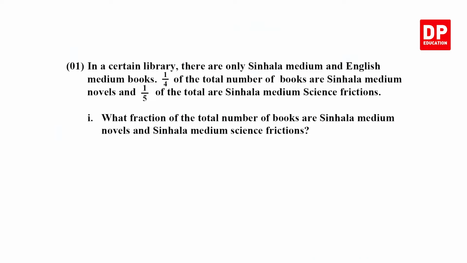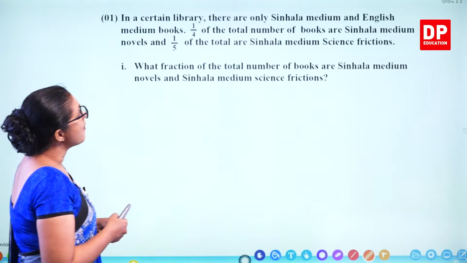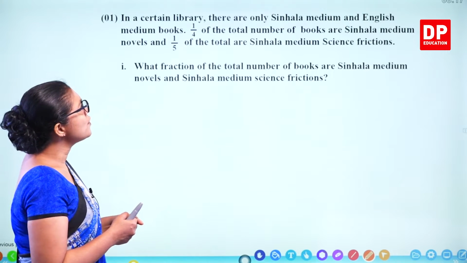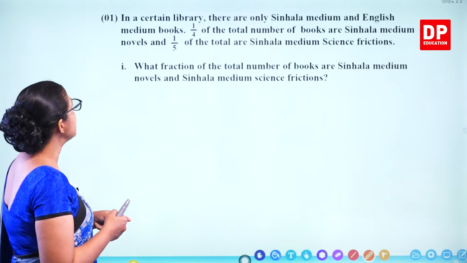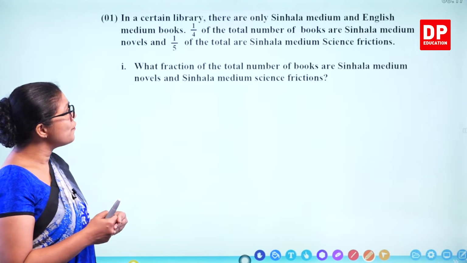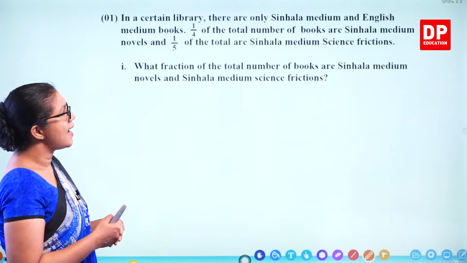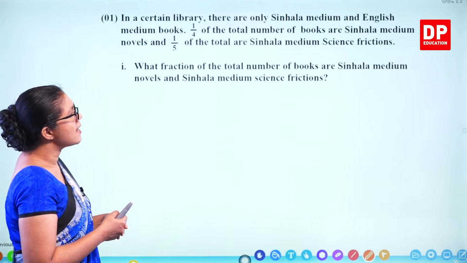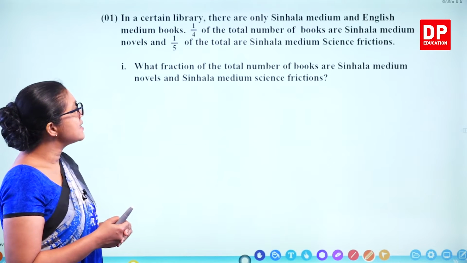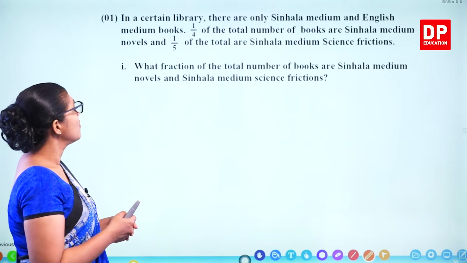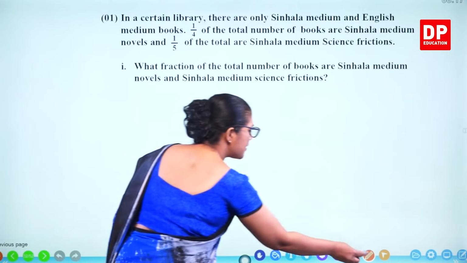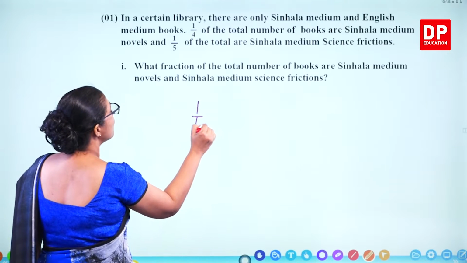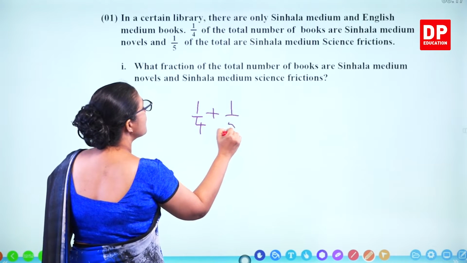Question number 1. In a certain library, there are only Sinhala medium and English medium books. 1/4 of the total number of books are Sinhala medium novels and 1/5 of the total are Sinhala medium science fictions. What fraction of the total number of books are Sinhala medium novels and Sinhala medium science fictions? So basically you have to add the 2. So we'll add 1/4 and 1/5.